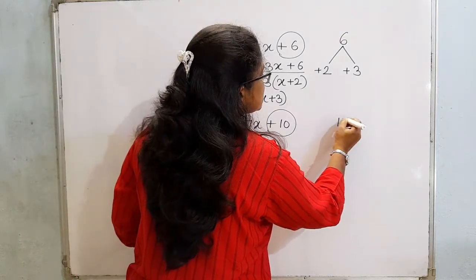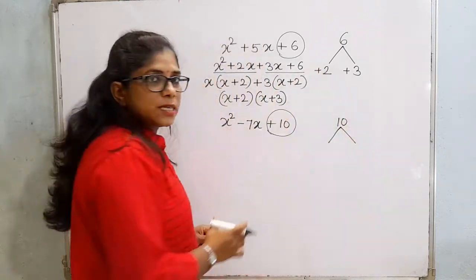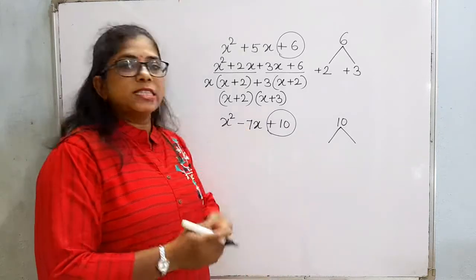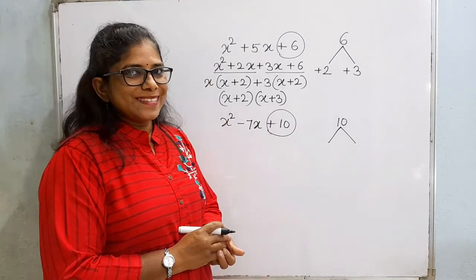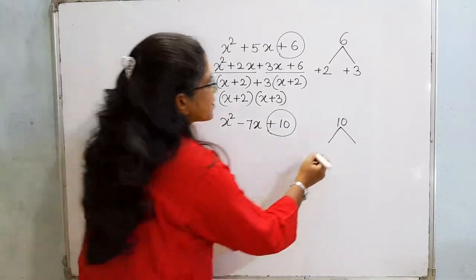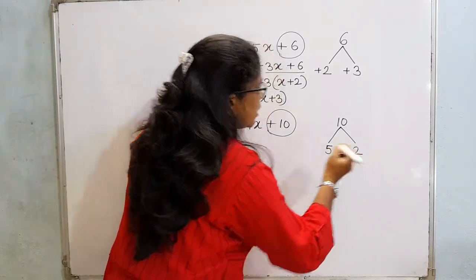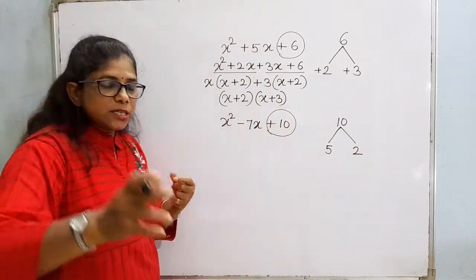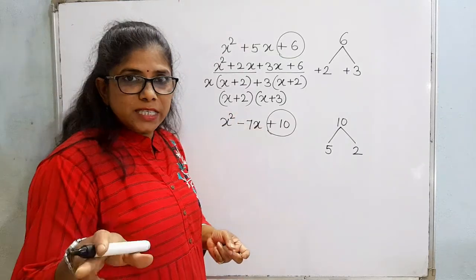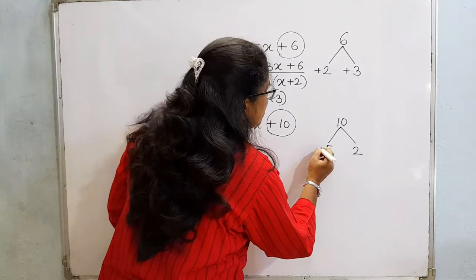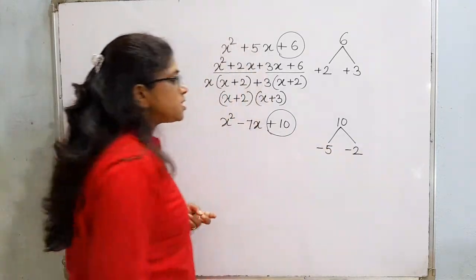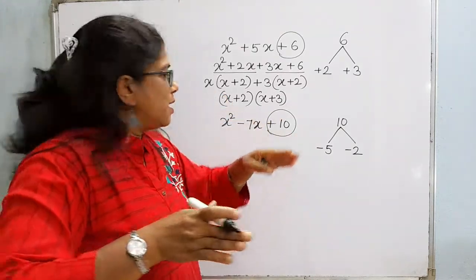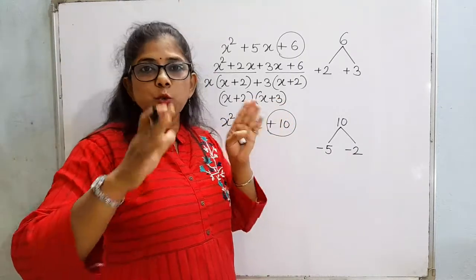Let's come to the next expression. See, here the product is plus 10. So let us find 2 numbers whose product is 10 and sum is 7. Yes, it's 5 and 2. 5 and 2 are the numbers whose product is 10 and sum is 7. But here the middle term is minus 7. So what will give us sum minus 7? Minus 5 and minus 2. So now our minus 7 we have to split as minus 5x and minus 2x.